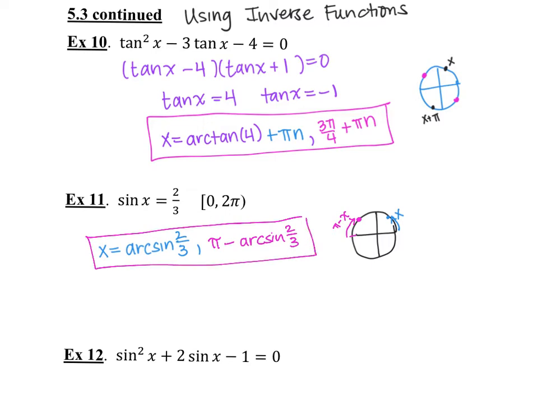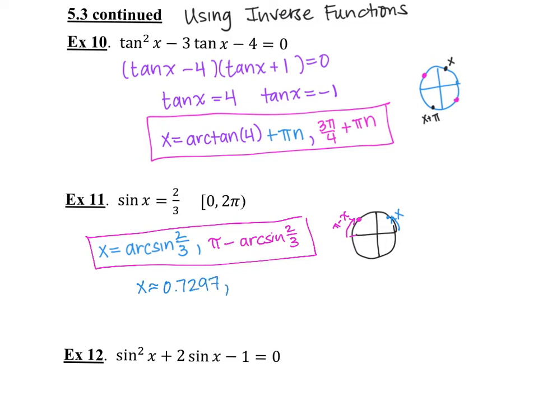Now, if you're doing a WebAssign or something that asks you to do an approximation, you could do arc sine of 2/3 in your calculator. It's sine to the -1. Make sure you're in radians. If you put it in your calculator, you get about 0.7297.